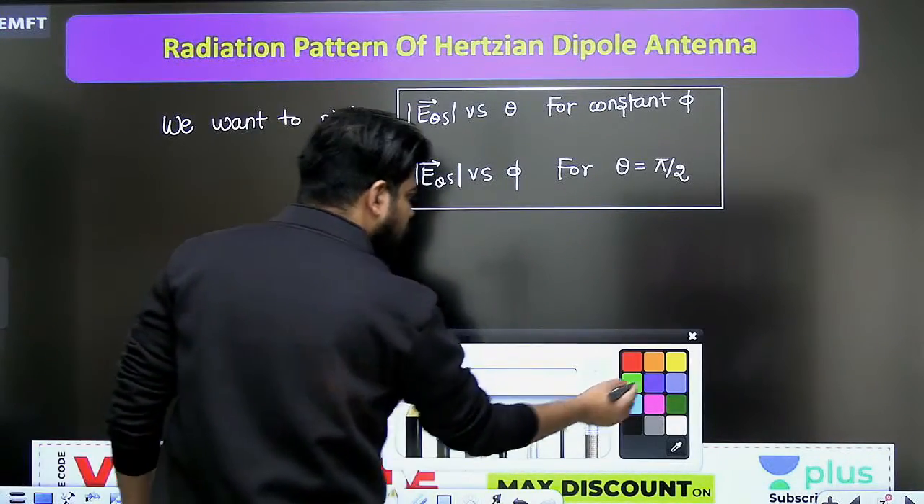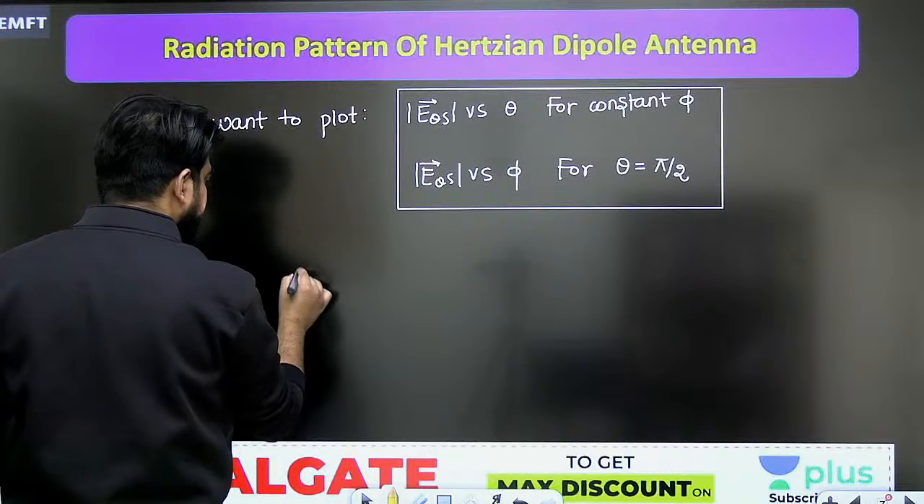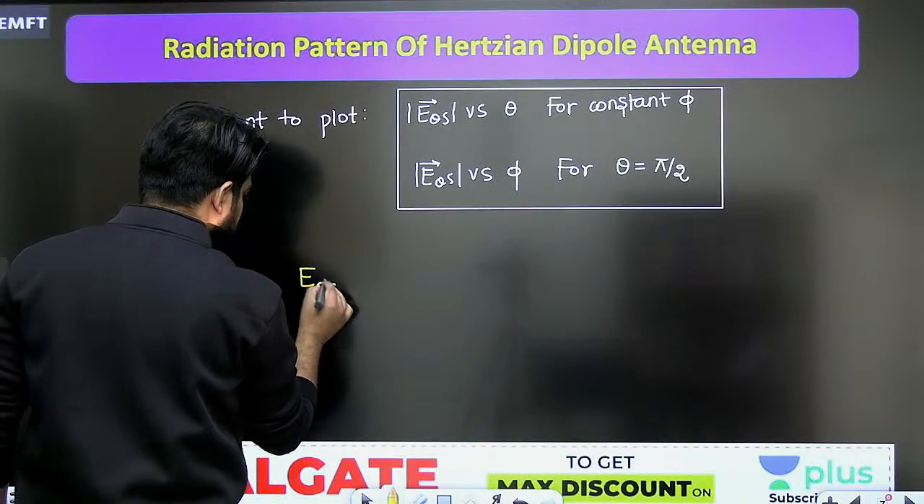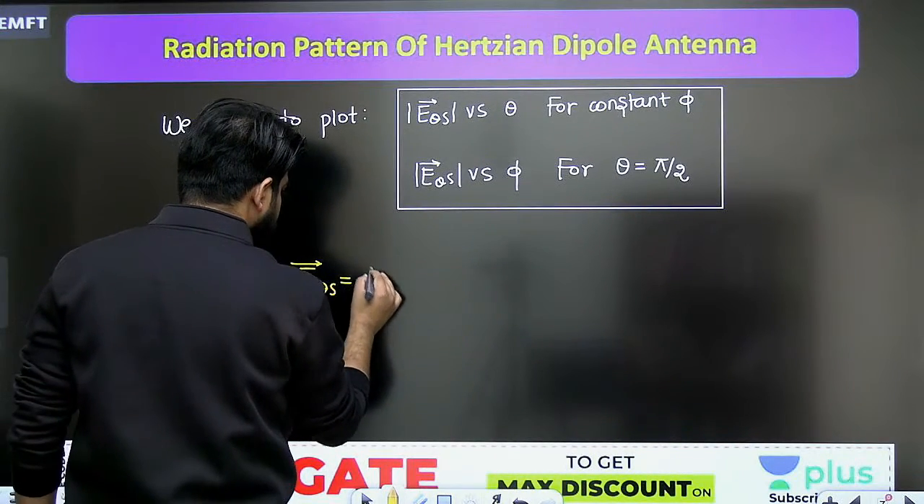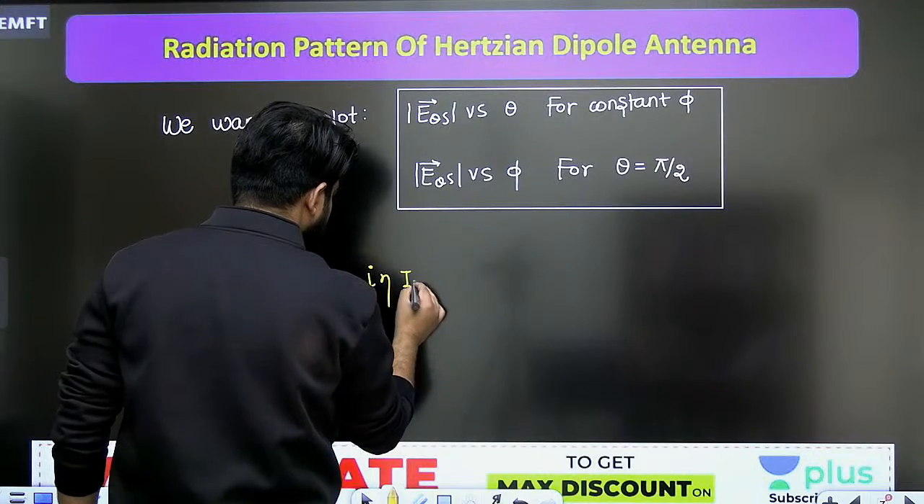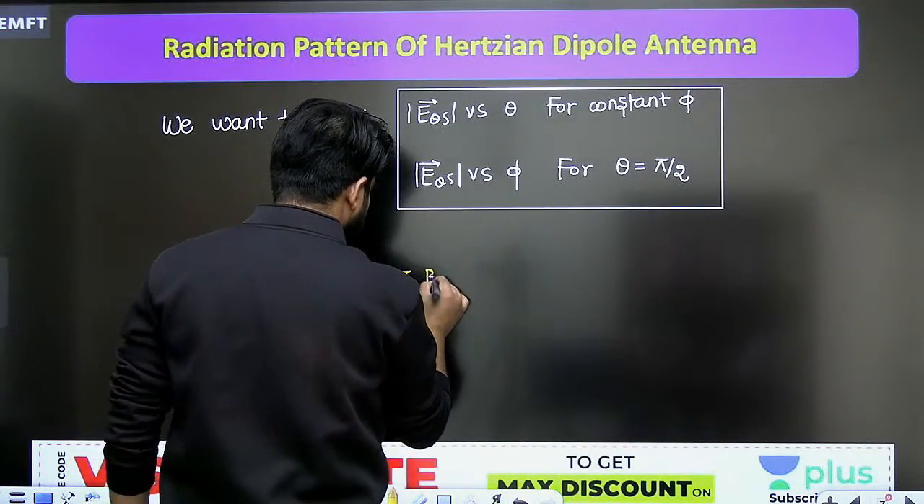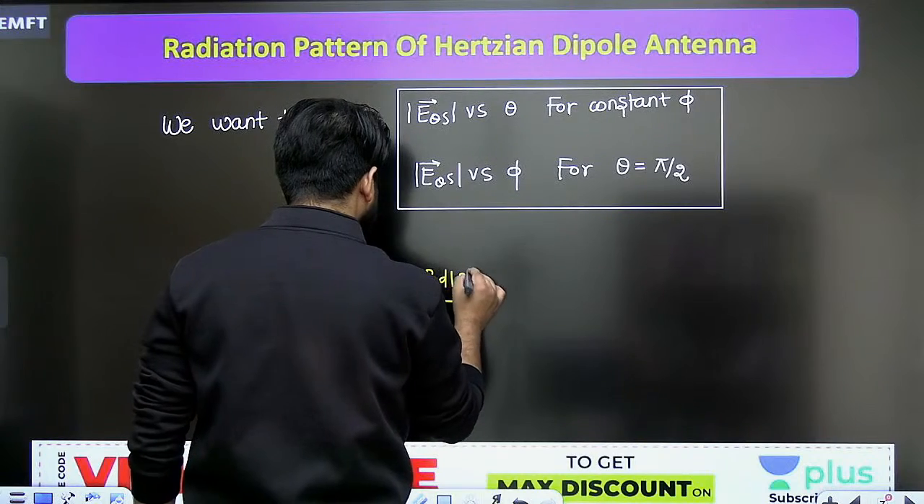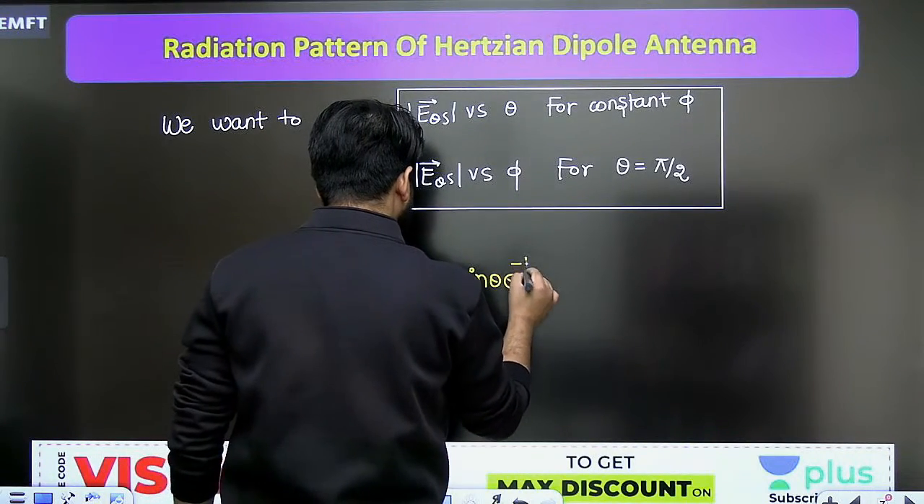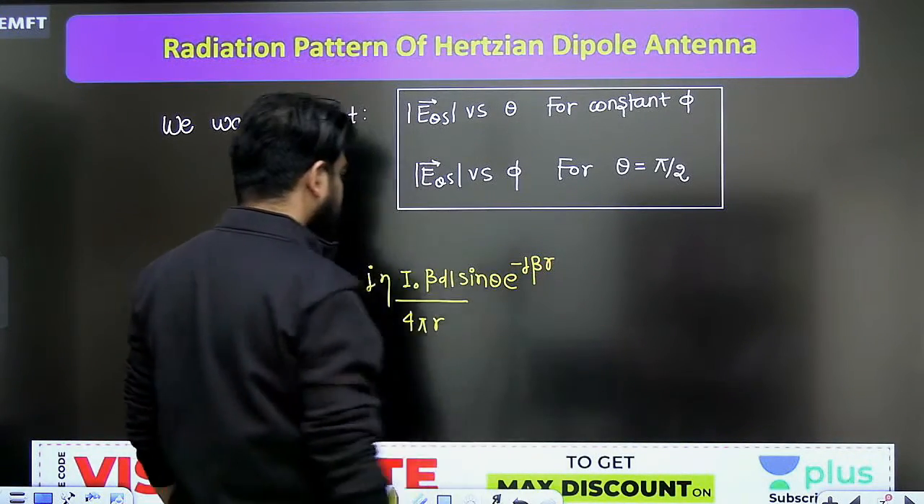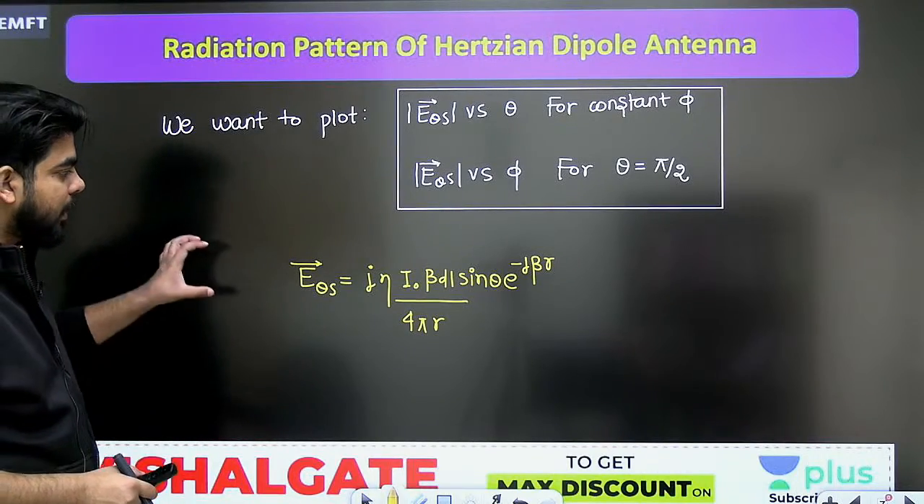For Hertzian dipole antenna, hopefully everyone understands what is the value of E theta s. So the value of E theta s becomes j eta I naught upon 4 pi r beta dl sin theta e to the power minus j beta r. चेक कर लिया ना आपने? तो ये हमारा आ गया E theta s.